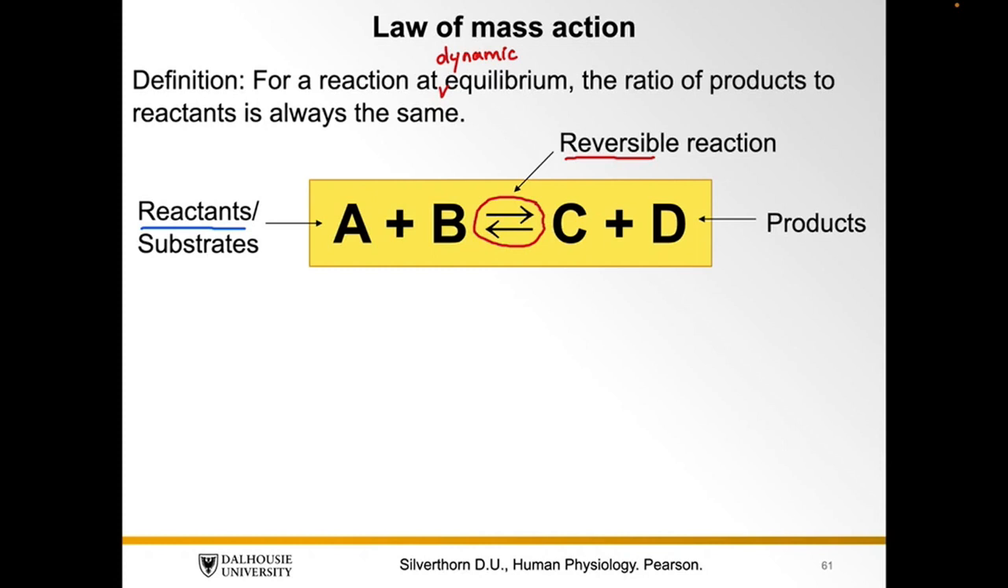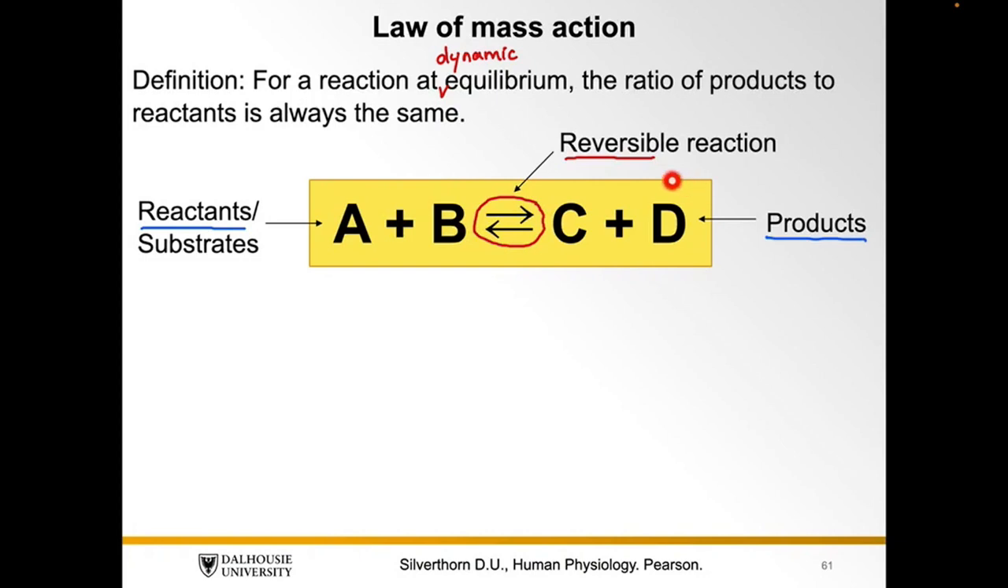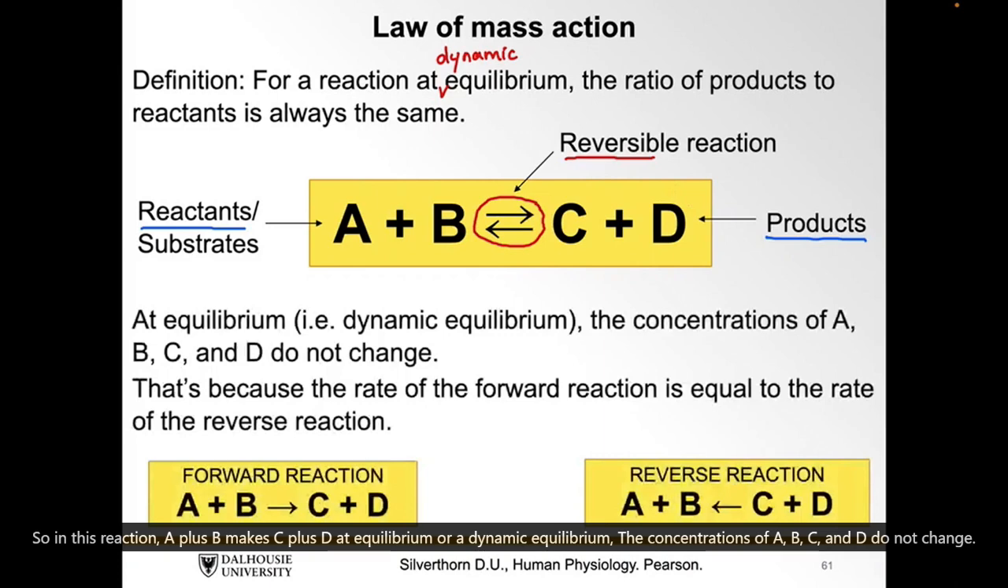Reactants are the molecules on the left side of a chemical equation. Sometimes people will call them substrates as well. And products are the molecules on the right side of the chemical reaction. So in this reaction, A plus B makes C plus D. At equilibrium, or dynamic equilibrium, the concentrations of A, B, C, and D do not change.